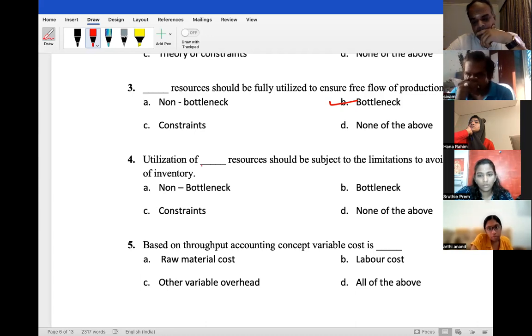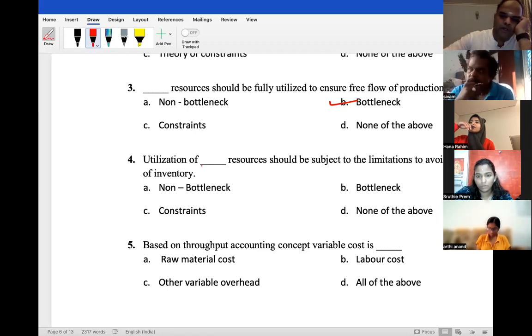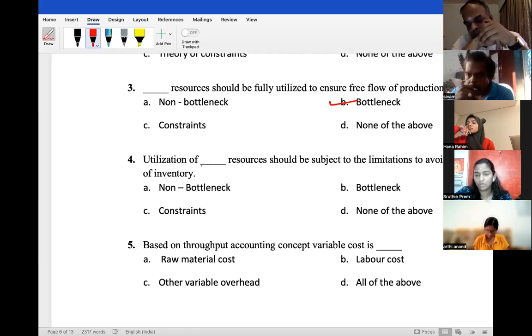Sir, bottleneck, sir. If we use any resource, bottleneck or non-bottleneck, beyond a limit, it will lead to piling up, no? Bottleneck we have to utilize. Non-bottleneck, if I concentrate on it, then only piling up of inventory will arise. The objective of throughput accounting ratio itself is to identify the bottleneck activity. Optimal utilization of the bottleneck activity is the objective. If I use non-bottleneck activity, then piling up of inventory will come.